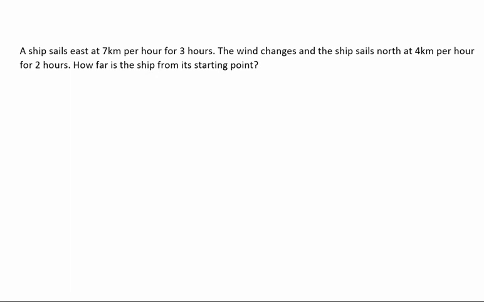A ship sails east at 7 kilometers per hour for 3 hours. The wind changes, and the ship sails north at 4 kilometers per hour for 2 hours. How far is the ship from its starting point?